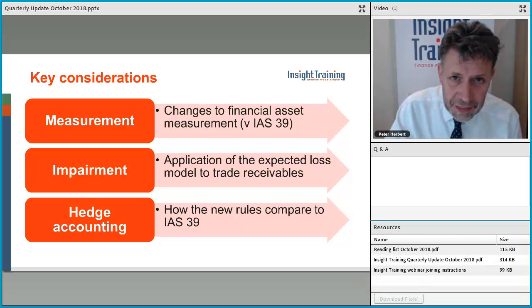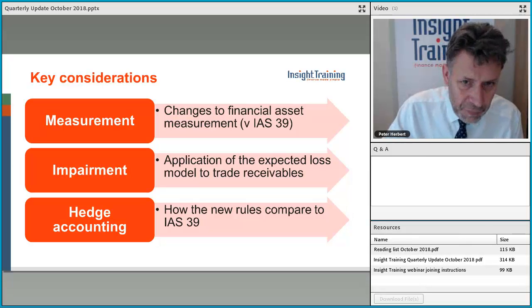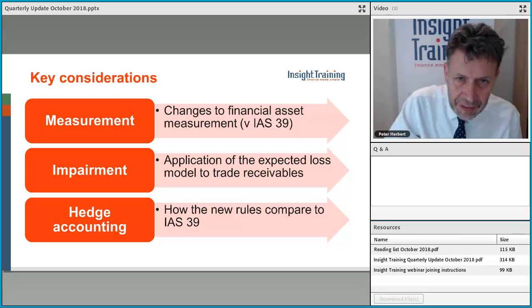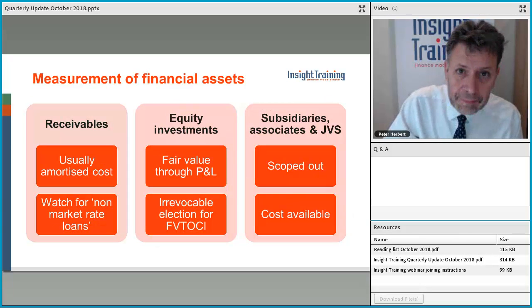Now, I think IFRS 9 is majorly impactful as a standard for those organisations within the financial services sector, particularly banks, but there are some implications for non-financial services organisations to be aware of. And the three areas I'm going to look at in this short presentation are measurement, impairment, application of the expected loss model for trade receivables, and also a quick run through some of the new rules around hedge accounting. Let's begin then with measurement.